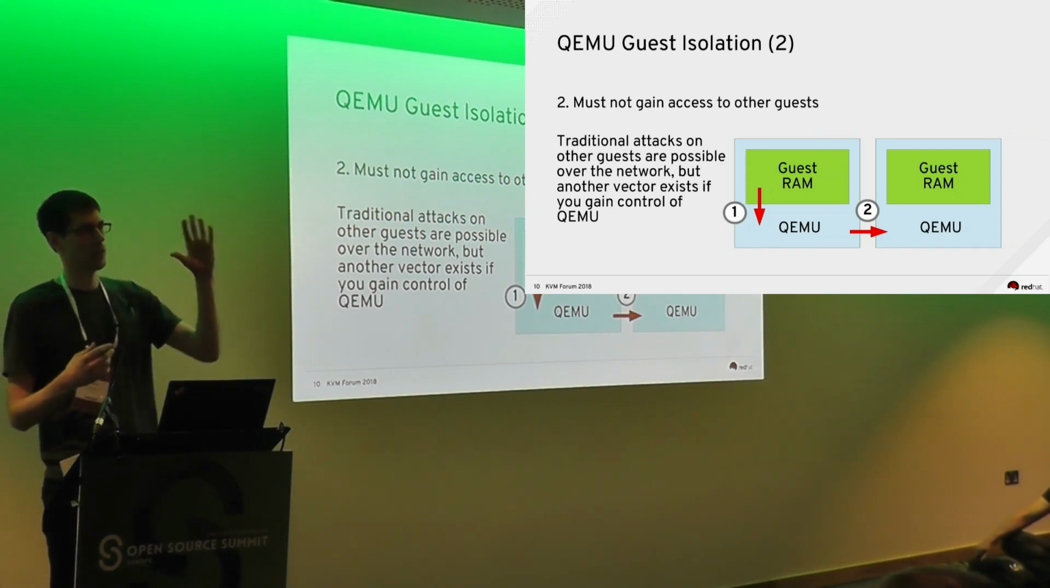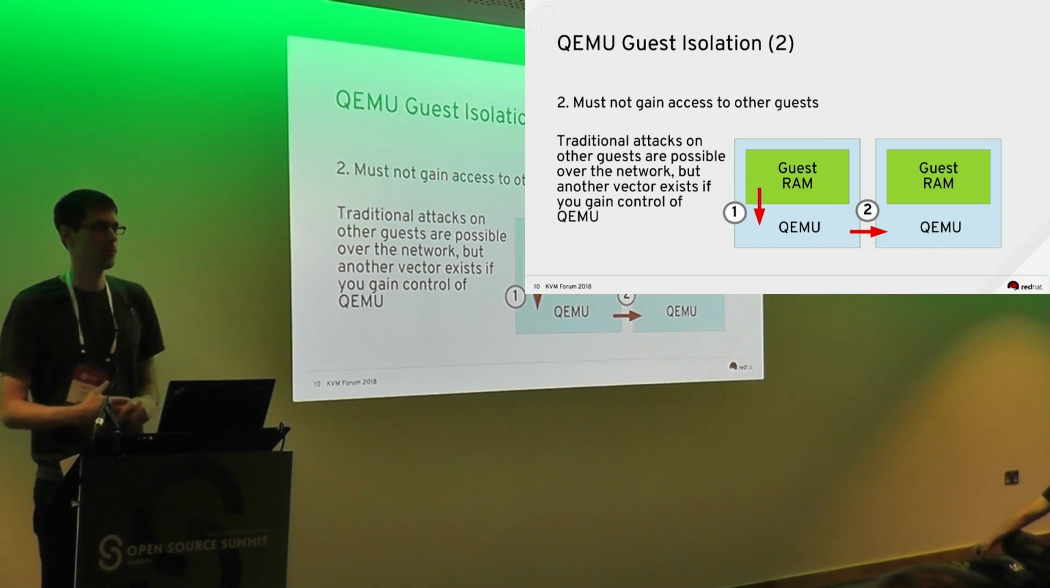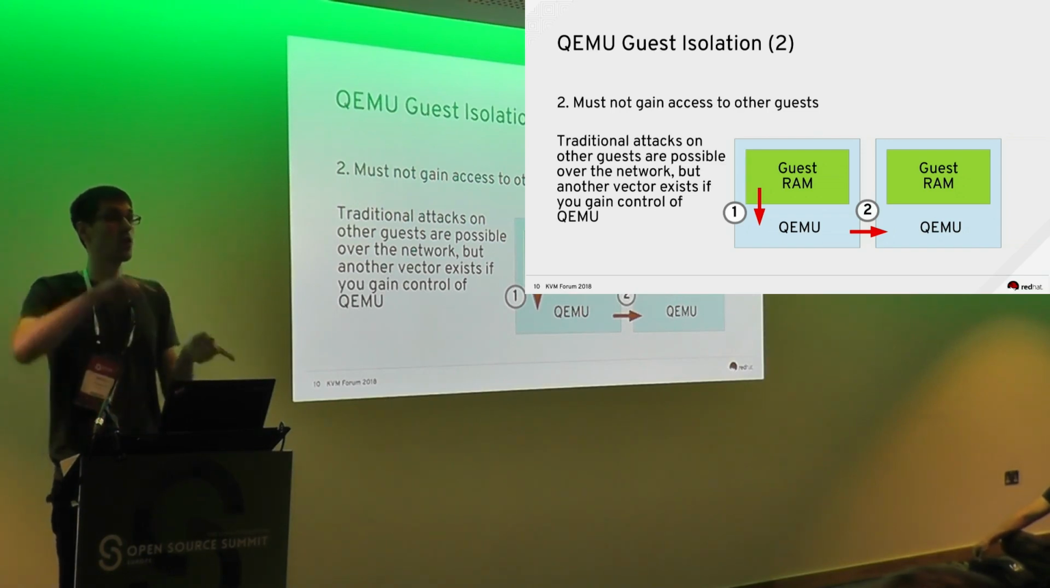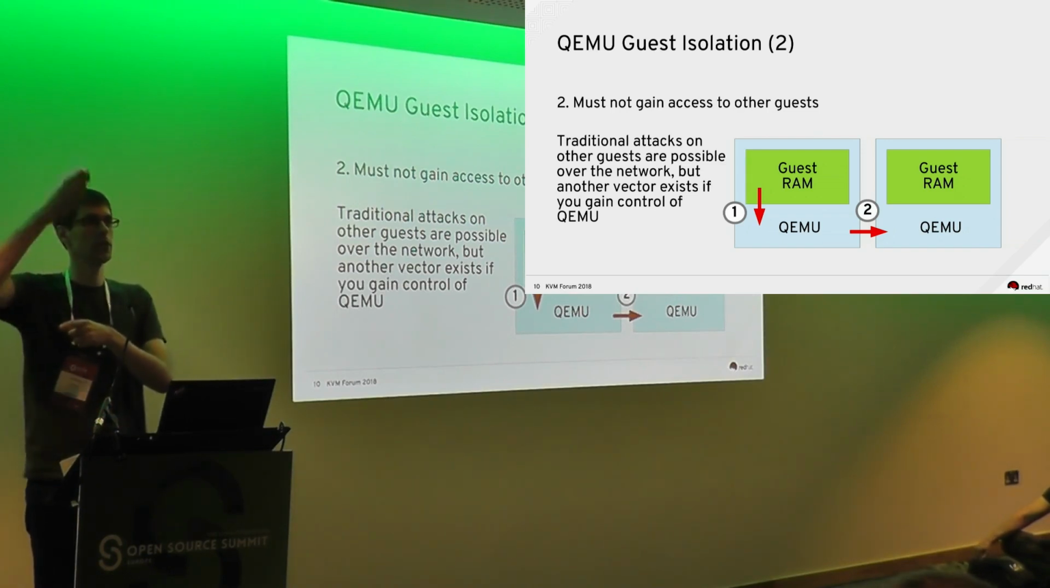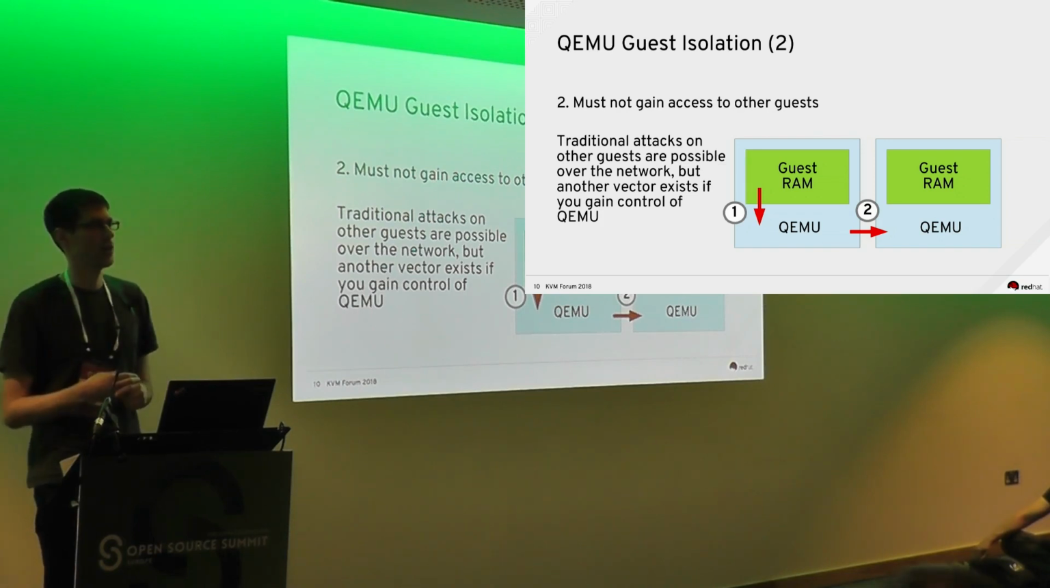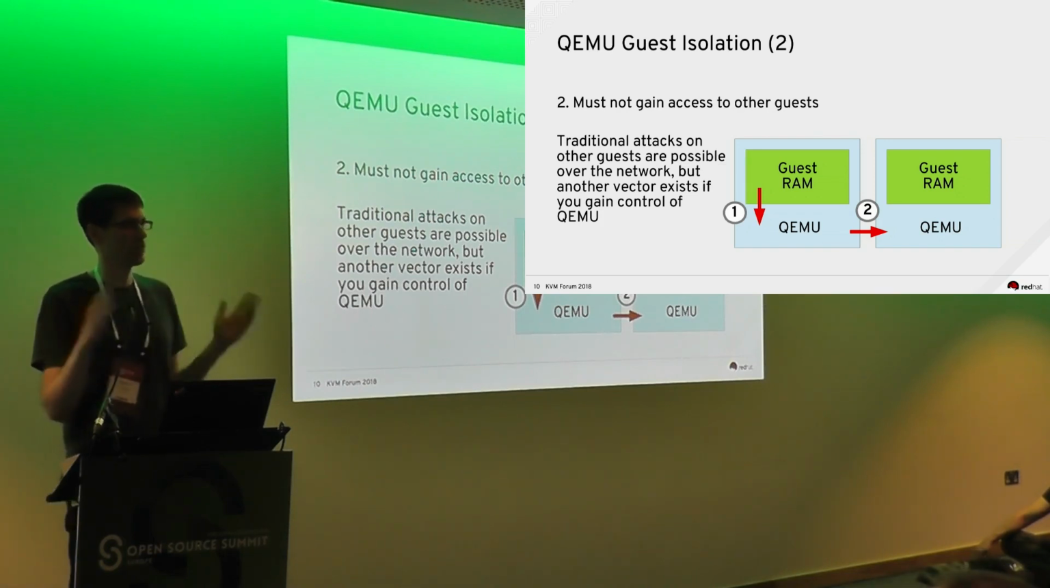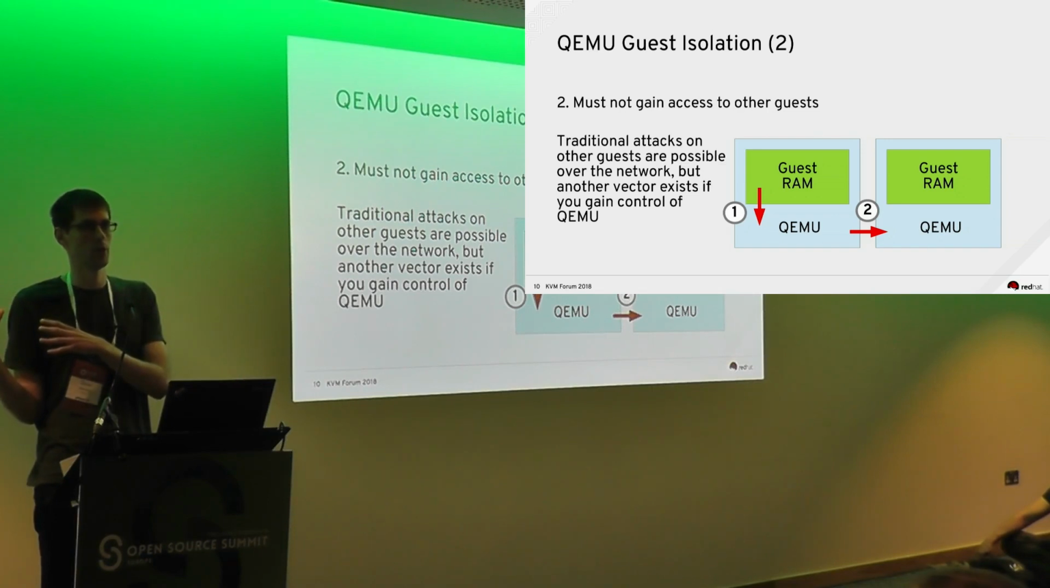What if you manage to get control over QEMU? Can your QEMU process go and attack other QEMU processes? We need some isolation there. Otherwise, once QEMU is compromised, it's game over, and all the other VMs are also compromised. So that's very important. So I'm going to talk about how that's achieved.